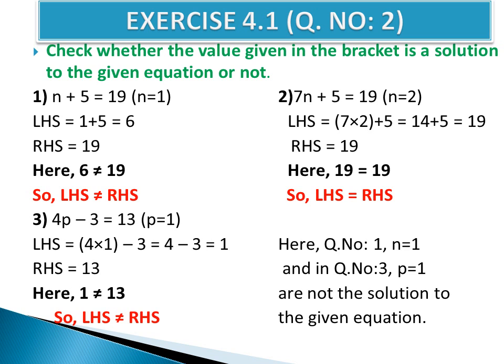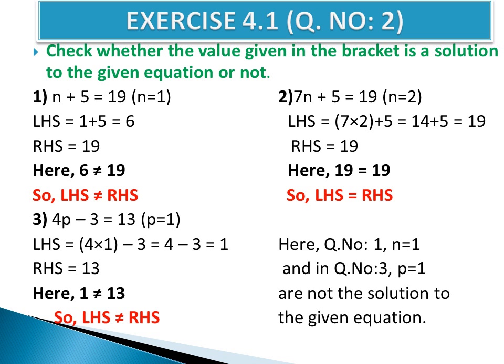Now see one more, question number 3: 4p minus 3 is equal to 13. The value of p is given as 1. So in place of p let us write 1. 4 multiplied by 1, that means 4 ones are 4, minus 3. 4 minus 3 we are getting 1. So on the LHS we are getting 1. The RHS is already given, that is 13. So here we can say that LHS is not equal to RHS, that means 1 is not equal to 13.